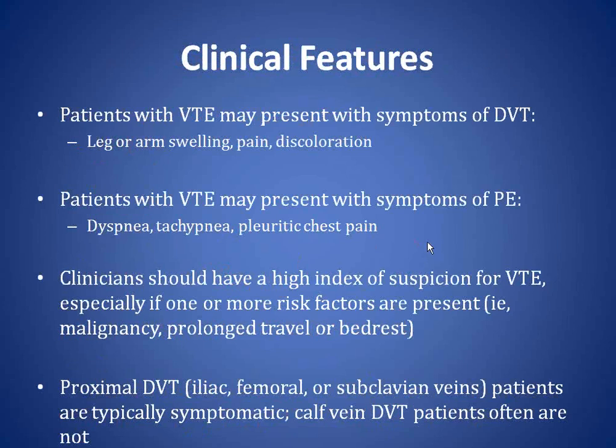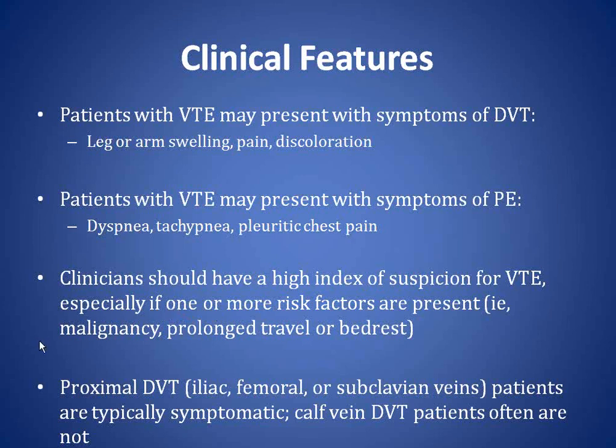So, clinical features. Patients with venous thromboembolic disease may present with symptoms of DVT, so they may have leg or arm swelling, pain, discoloration. They may present with symptoms of PE, so they may show up with shortness of breath, tachypnea, or, classically, pleuritic chest pain when you take a deep breath. Clinicians need to have a high index of suspicion for DVT and PE. And obviously they do, because most ERs nowadays scan everybody that walks in the door for PE, maybe not DVT, but you can't get into the ER without a PE study these days.